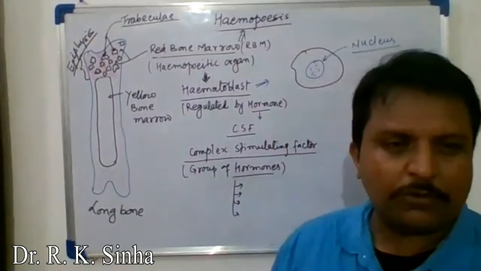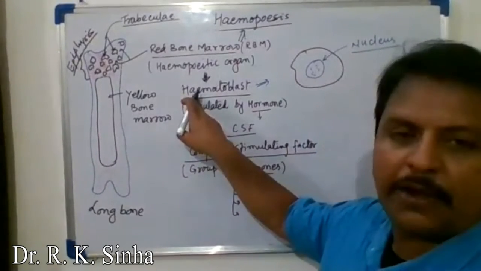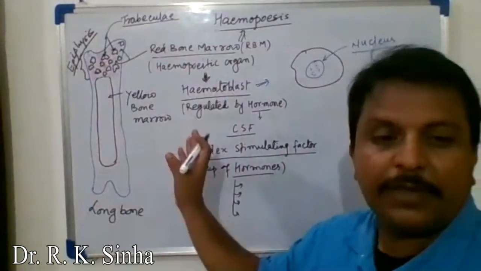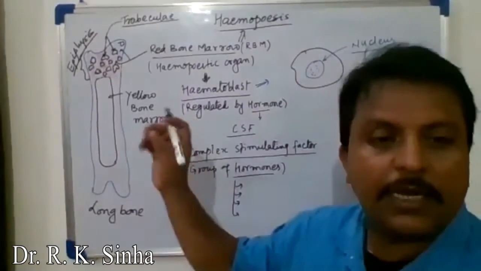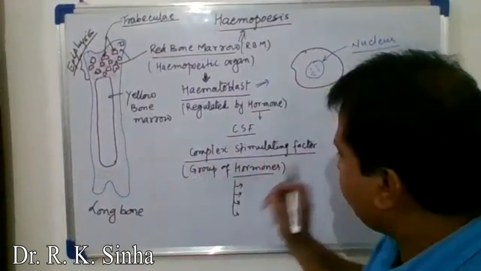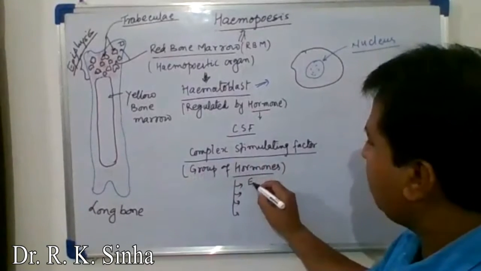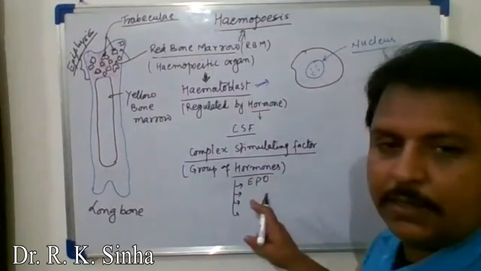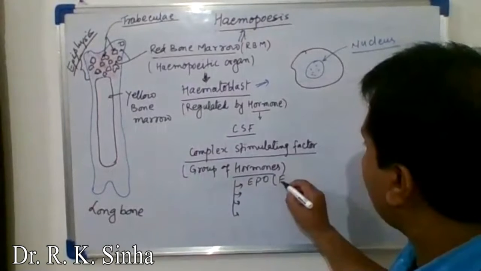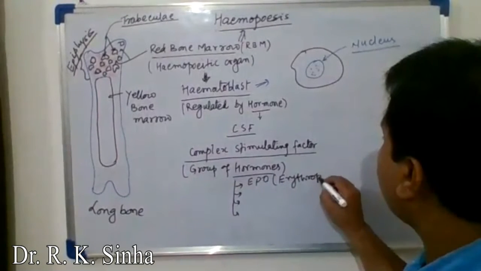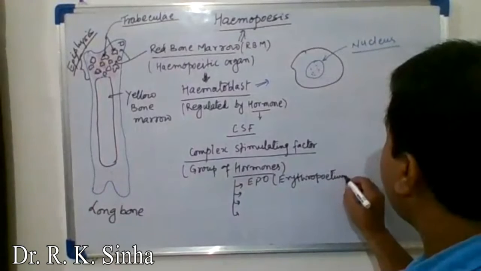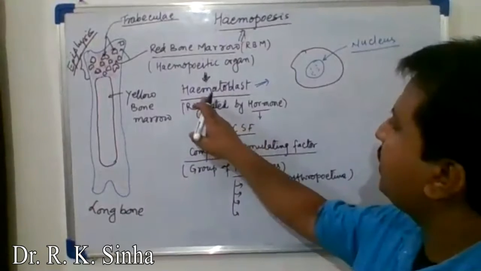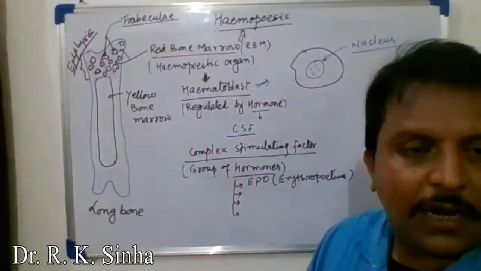So what are these groups of hormones? There are many hormones in the body that stimulate these hematoblast cells, and this hematoblast cell will switch on into a hemopoietic cell. So the first one is EPO, erythropoietic hormone. This is erythropoietin. As the name reflects, erythro means RBC, so this will trigger this hematoblast for the formation of RBC.